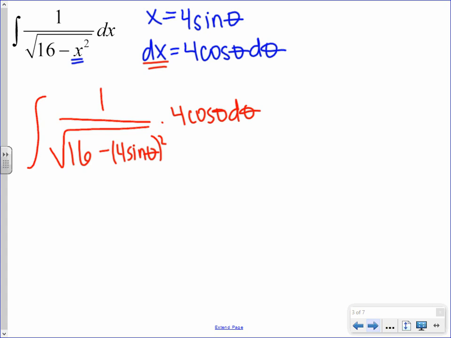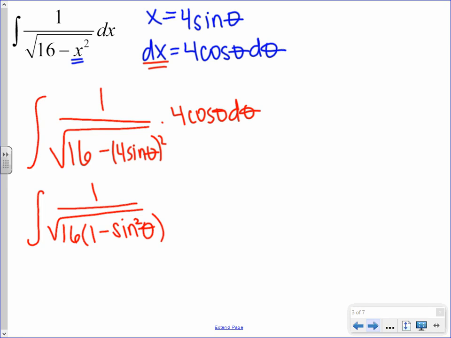Is everyone okay with this 4 cosine theta d theta? Okay. Then we're going to reorganize our integral. This is 16 sine squared, right? So I'm going to go ahead and factor out a 16, and left over is 1 minus sine squared.